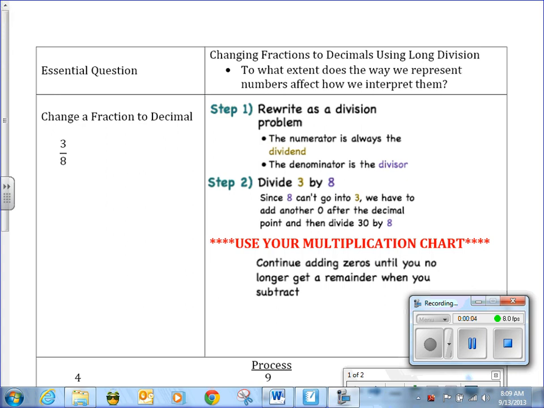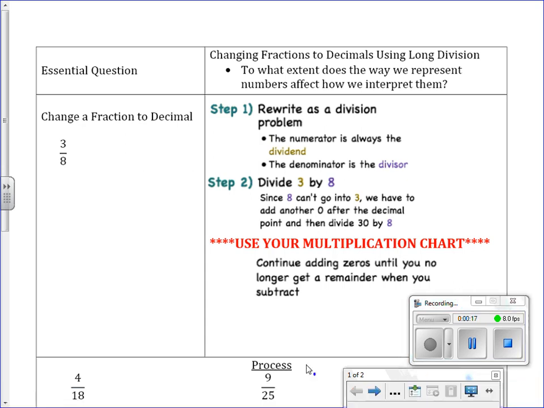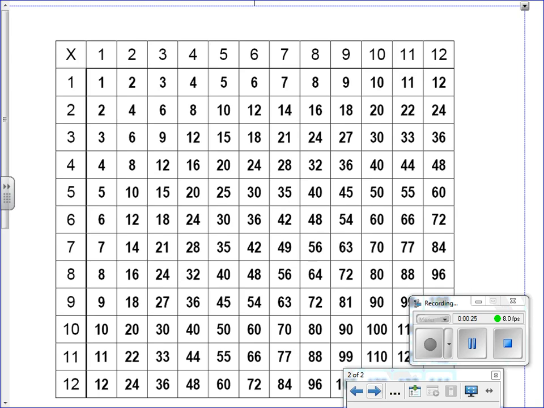Today we're going to be talking about changing fractions into decimals by using long division. Now, an important part of being able to do long division is being able to use our multiplication tables. So if you don't have your multiplication table, or even if you do, what I'd like you to do is, on the back of your notes, you have a blank multiplication table. Go ahead and fill that in.